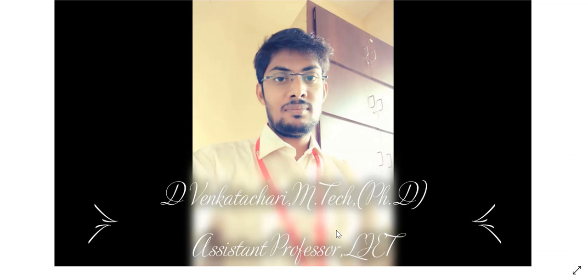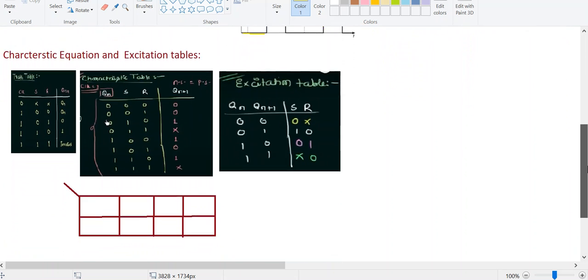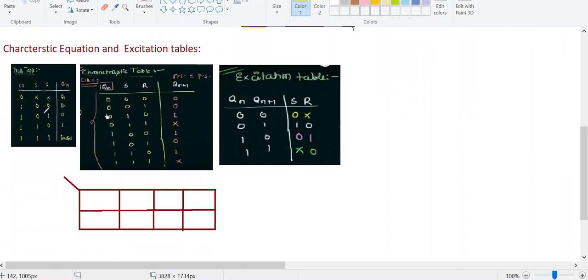In the last class, we discussed the concept of the SR flip-flop. This is the SR flip-flop truth table we explained already. Continuing with this, we need to go for a characteristic table and an excitation table. So now I would like to sort out this truth table in a shortened manner, as we can see here. So this is my truth table of SR.